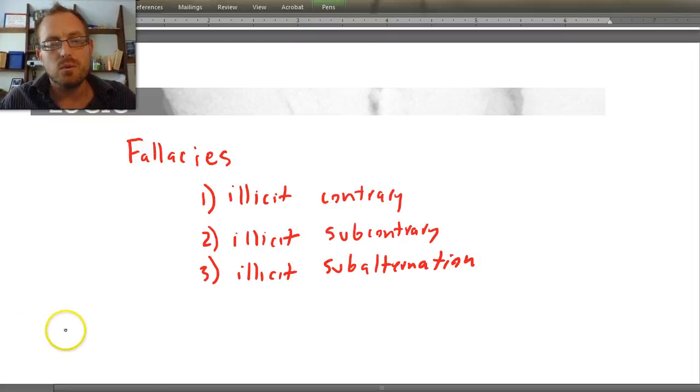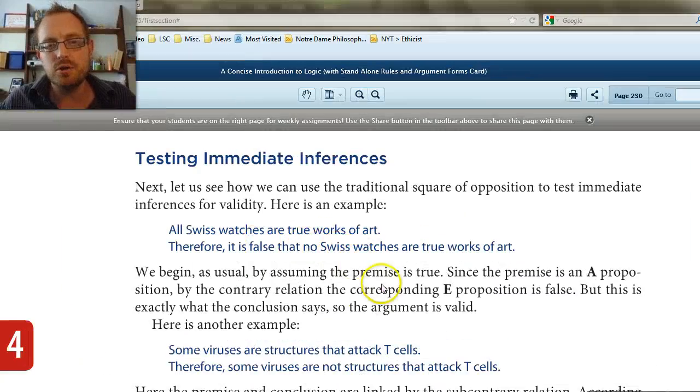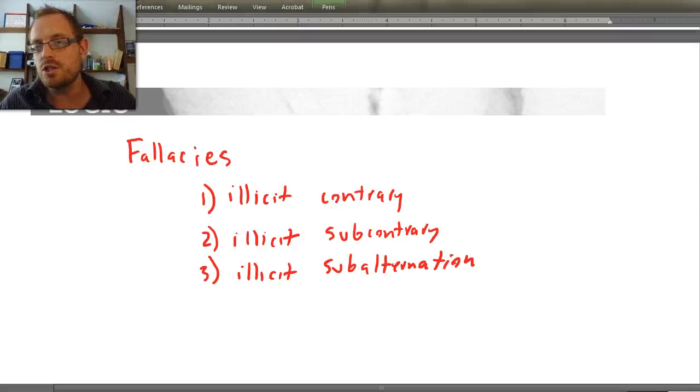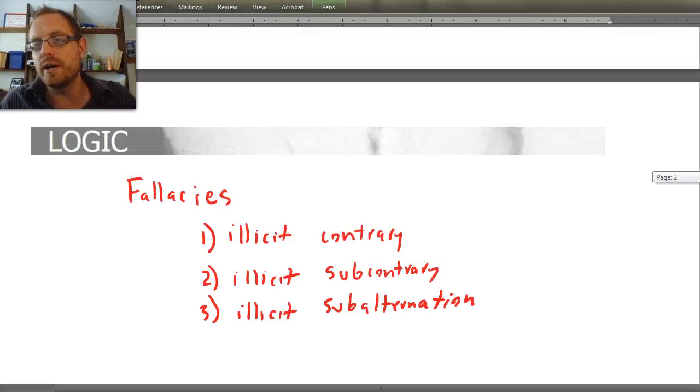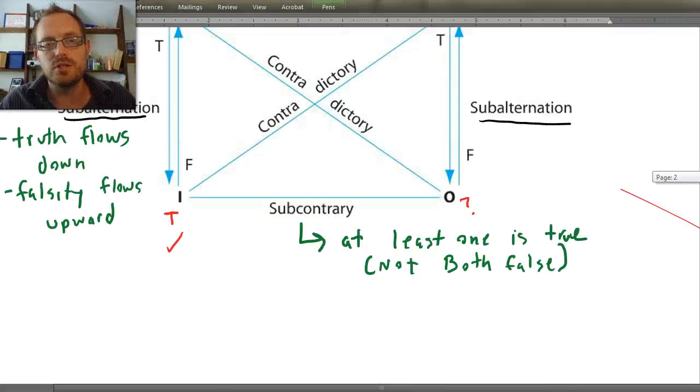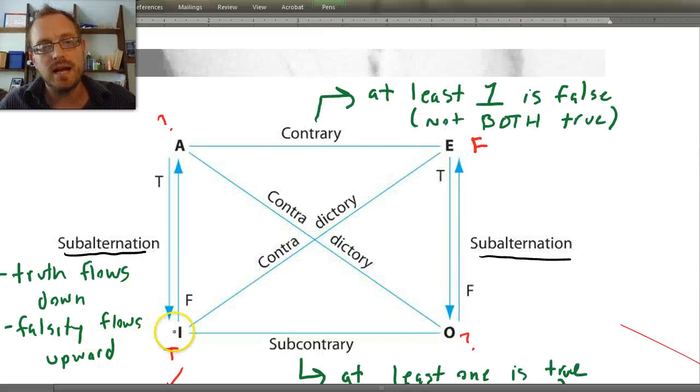Now, what fallacy was made with this argument? Some viruses are structures that attack T cells, therefore some viruses are not structures that attack T cells. This was an I statement and it went to an O. Now, by looking at the square of opposition, you look for the quickest relationship between the two. This person went from an I to an O, and since that value was undetermined, we call that an illicit subcontrary.